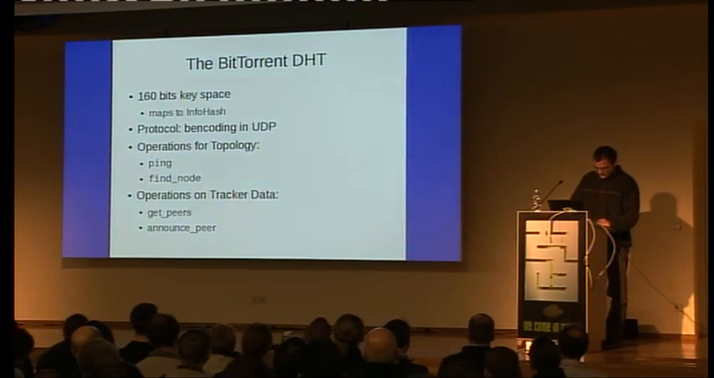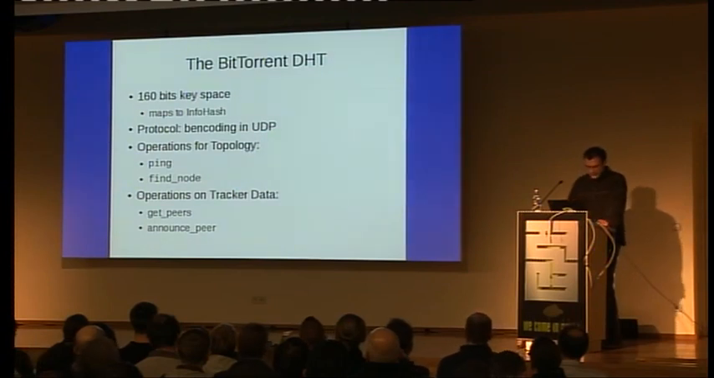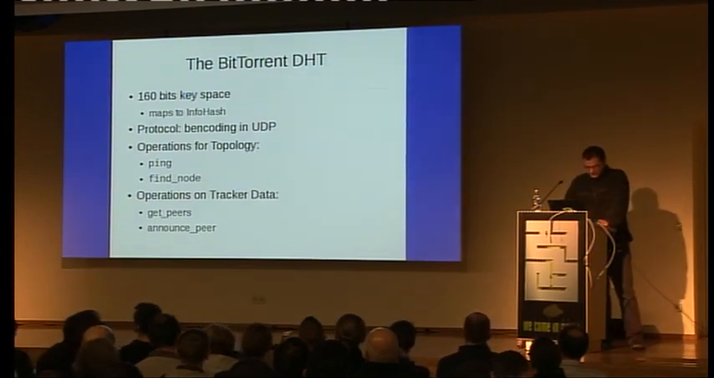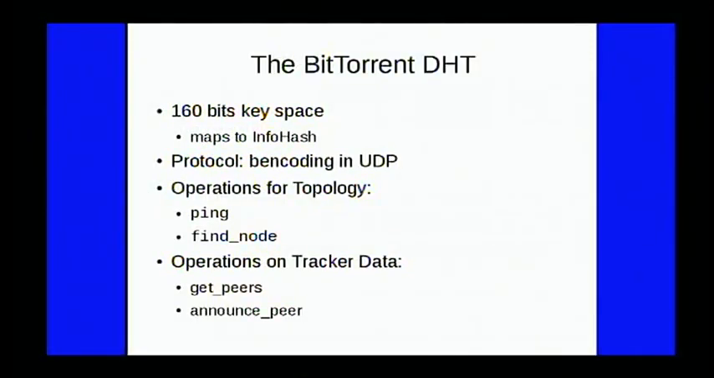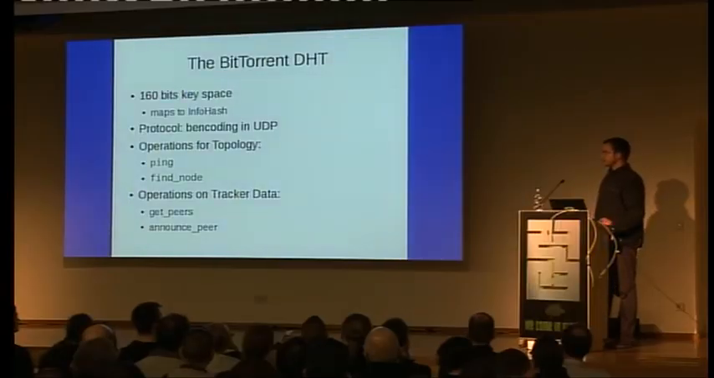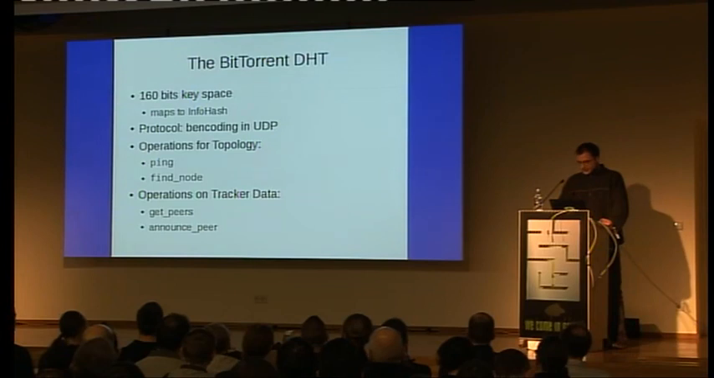Yeah, it's again 160-bit, 20 bytes, which is exactly the info hash length. And the protocol is quite simple. It's this previously explained B encoding just in UDP packets. There are 4 operations. And these operations have kind of like RPC semantics. There are clients that may care about timeouts and retrying.